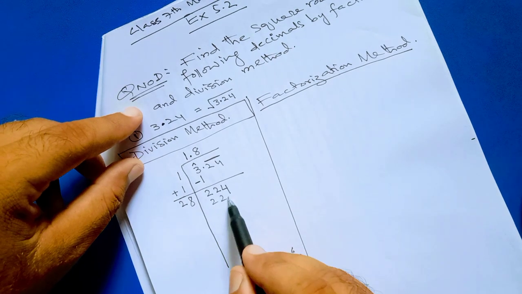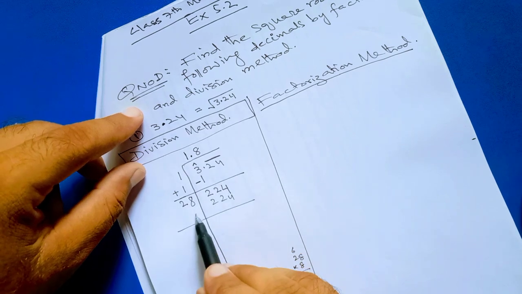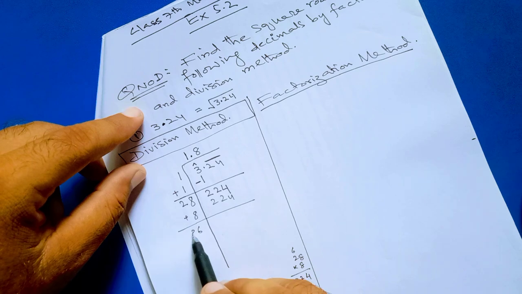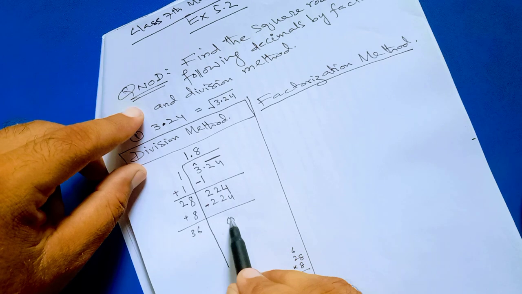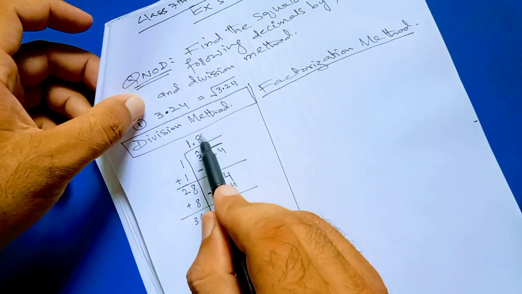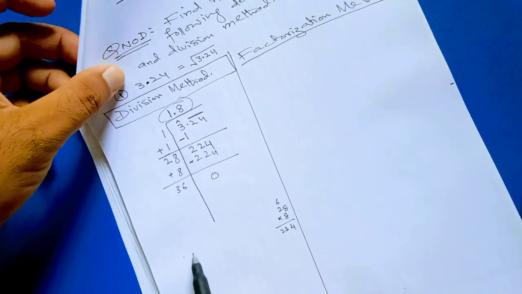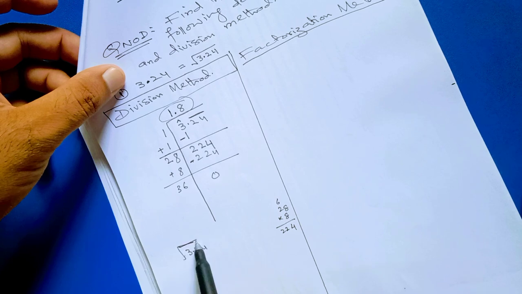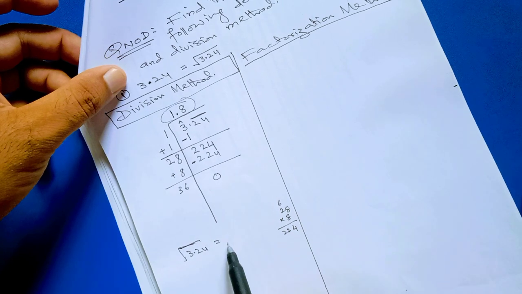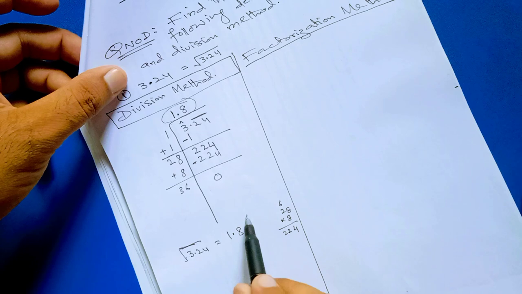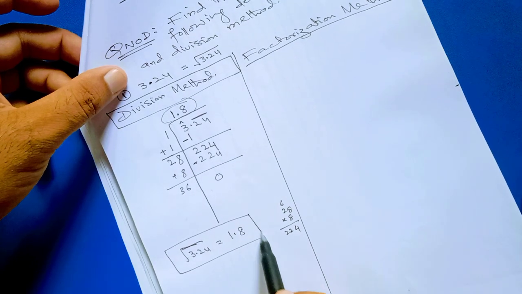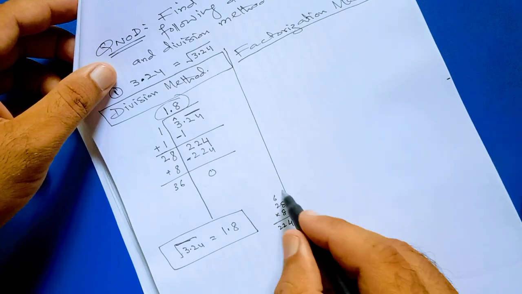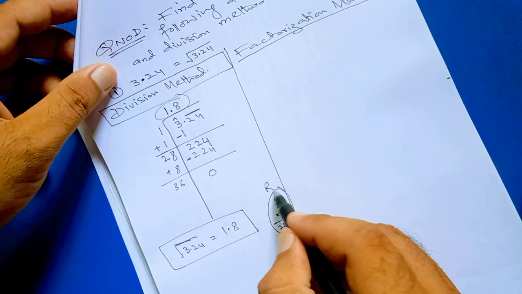It's 224, and then this 8 we write here. 224 minus 224 is 0. So the answer is: the square root of 3.24 is 1.8. This is the answer. Now, in the same place, this one is rough work. Okay, so this is rough work.